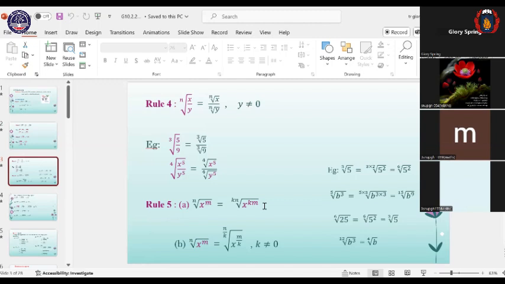And now, the nth root of x to the power m. If the index and the power are both multiplied by the same number, it will remain the same. Also, the nth root of x to the power m equals the (n by k)th root of x to the power m by k, where k is not equal to 0. The same rule applies when dividing both by k. For example, the root 5.